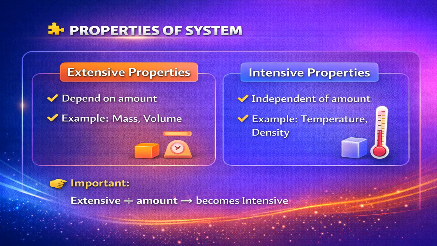Extensive properties depend on amount, like mass and volume. Intensive properties do not depend on amount, like temperature and density. Dividing an extensive property by amount gives an intensive property.